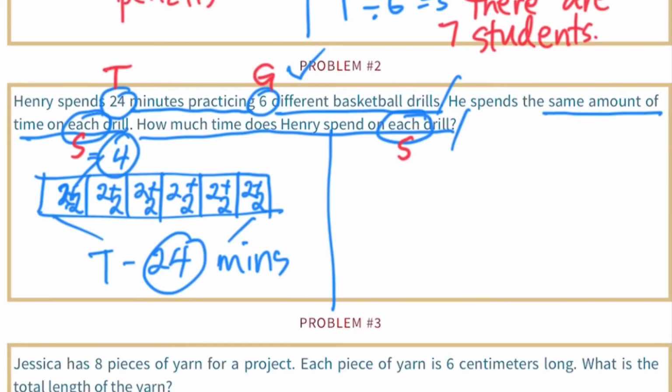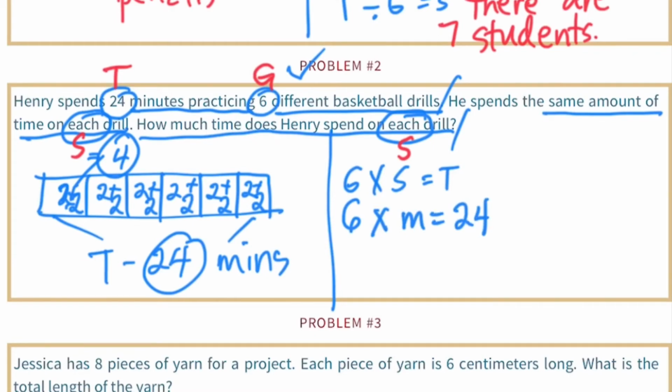Now, let's write our number sentence. Make sure that we match our tape diagram. G times S equals T. My G is 6. I don't know my S, so since it's how much time, I'm going to write M for minutes and equals 24.